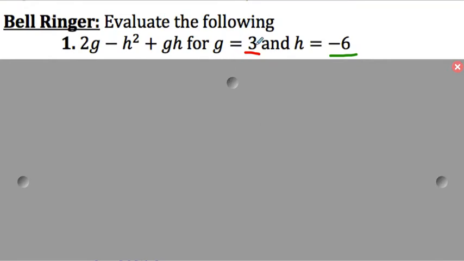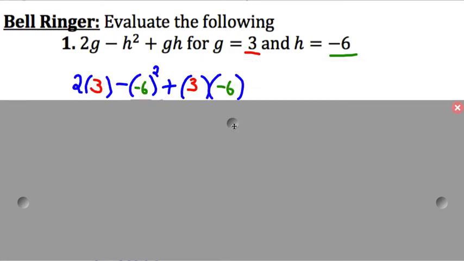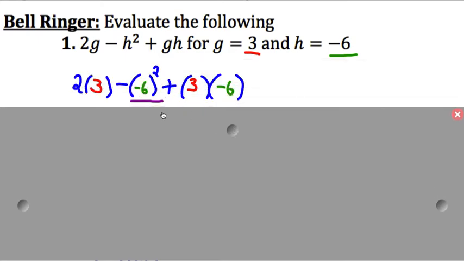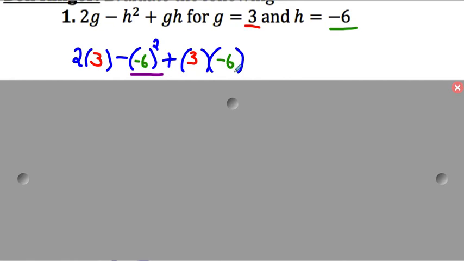So first of all, G is 3, H is -6, so we're going to plug that into all of our parts here. So first step, this is what it looks like. 2 times 3 minus, and then H is -6 squared, and then we have plus 3 times -6. So in the order of operations, if we look inside the parentheses, there's nothing inside the parentheses to simplify, so then we go on to exponents.